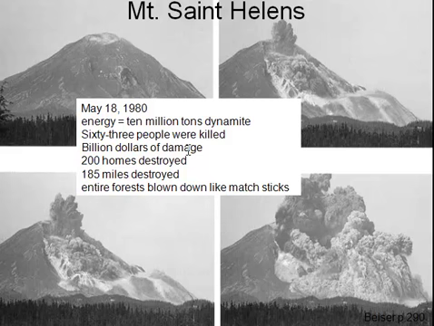$1 billion of damage. That was in 1980 dollars. There were 200 homes that were destroyed. 185 square miles were just destroyed. You see the woods here, the trees. Hundreds of acres were just blown down like matchsticks from the force of this thing, and from the mudslides that followed, and just everything that went on. So pretty interesting stuff. We don't really have a volcano right around here, and that's okay with me.